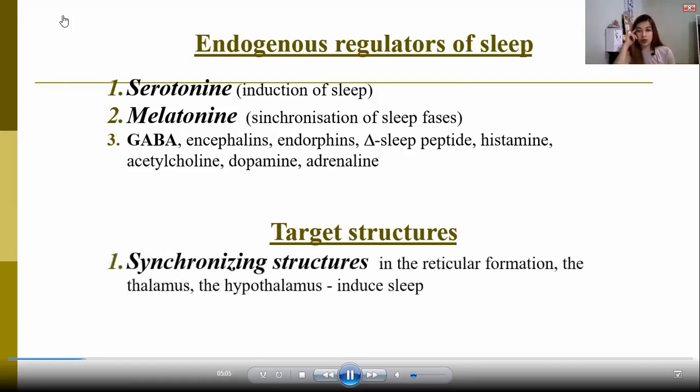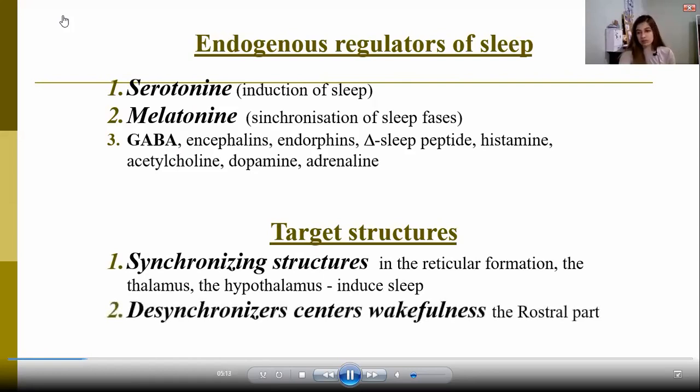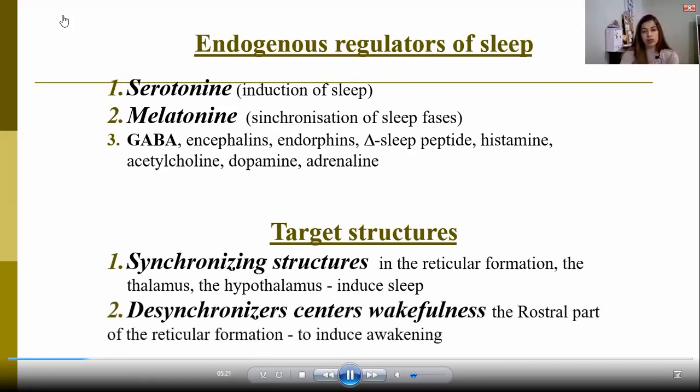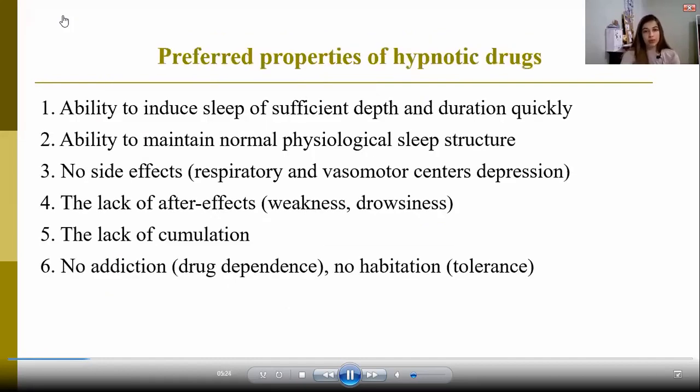They are synchronizing structures in the reticular formation. The thalamus and the hypothalamus are responsible for inducing sleep. And also we have desynchronizers, which are responsible for wakefulness, in the rostral part of the reticular formation. Well, when we administer hypnotic drugs, what do we want from them? We want the ability to introduce sleep of sufficient depth and duration quickly. Also, the ability to maintain normal physiological sleep structure.